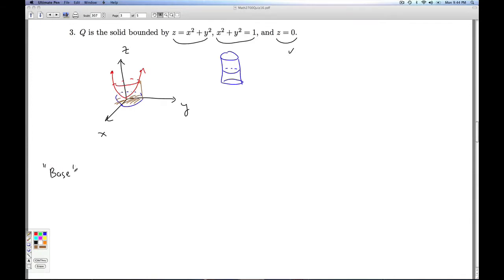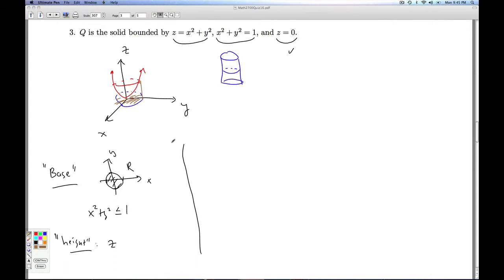So a good base then is going to be in the xy plane, and that's going to be over the unit disk. That's our region R. X squared plus y squared is less than or equal to 1, which means that our height then, well, that's going to be z. The coordinate system of choice, well, for this, it's going to be polar. So polar plus z is going to be cylindrical.